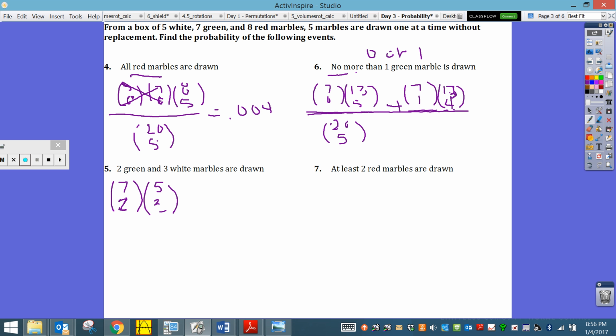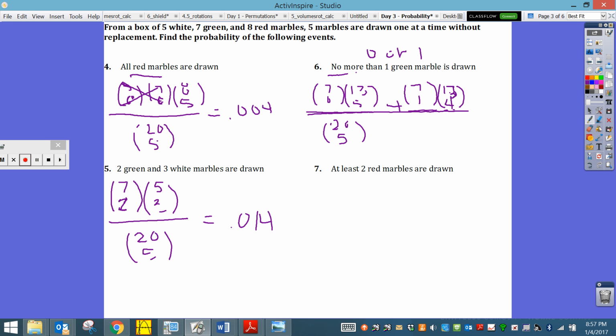Okay, I could look at the 8 red marbles and say 8, choose 0. But again, anytime you choose 0, you don't really need to write it down. You can if it makes you feel better, so that the top will add up to 20 and the bottom will add up to 5, but you don't need to. And again, you're dividing that by 20, choose 5. Okay. Put this into the calculator, I should get 0.014.